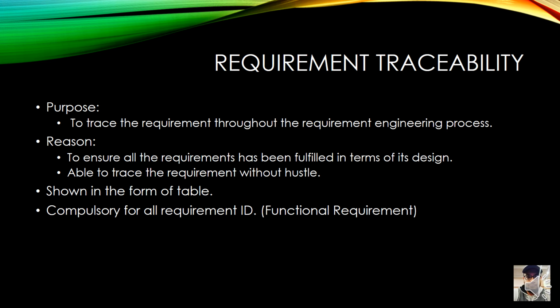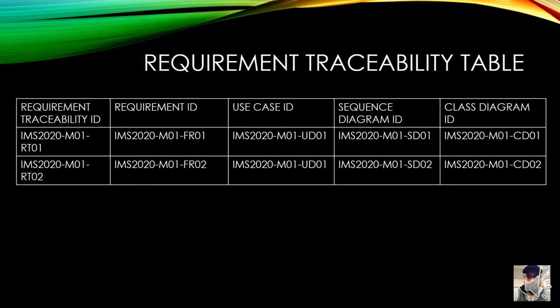Of course, you need to do some tracing. That means this tracing is to make sure that every functional requirement that has been stated is being mentioned inside the three diagrams, which are the use case diagram, followed by the sequence and also the class diagram. If you don't fulfill these requirements, that means you only partially completed the requirement engineering process for the system. Okay, and this traceability is compulsory for functional requirements. Why? Because we are focusing on developing the system, and we develop systems only using the functional requirements. And this requirement traceability can be shown in the form of a table, which brings us to the next slide.